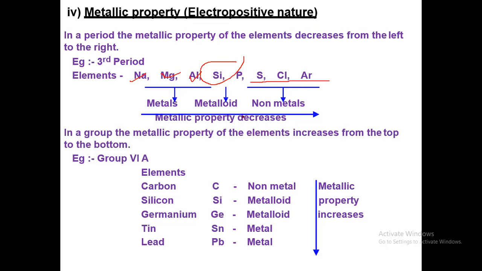But in the groups, the metallic properties of elements will increase from top to bottom. See, this is a non-metal, these are metalloids, and these both are metals. So if we move from top to bottom, then metallic property will increase in groups.